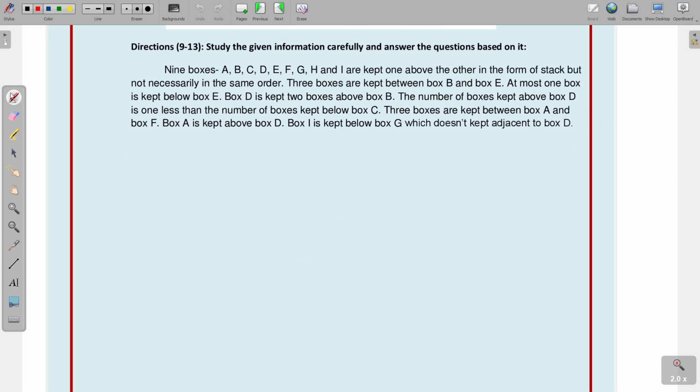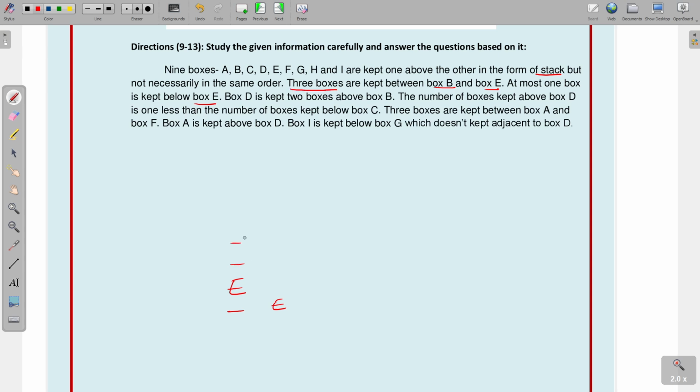Nine boxes A, B, C, D, E, F, G, H and I are kept one above the other in a stack. Three boxes are kept between box B and box E. At most one box is kept below E, or else there is no box below E. So there are 2 possibilities, and between box B and box E there are 3 boxes.